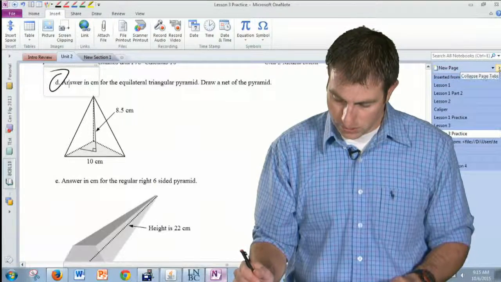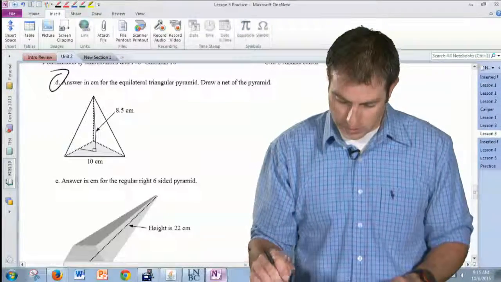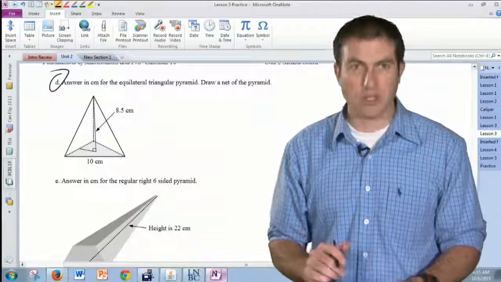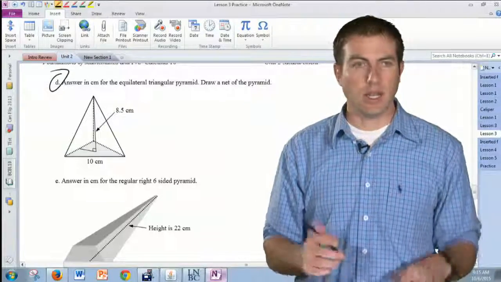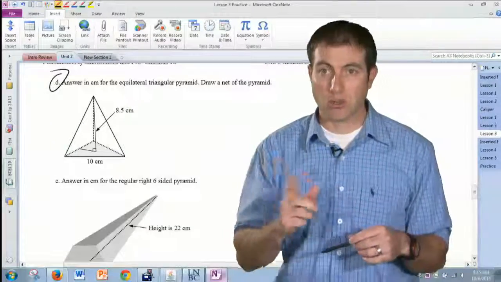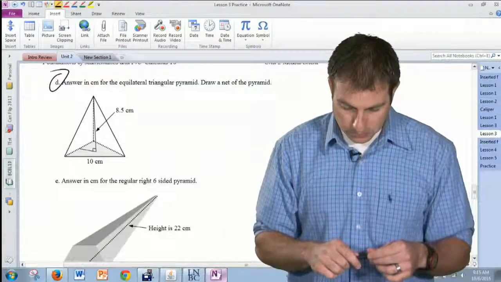So the question is find the surface area. The shape's a little bit different than what we've normally run into because it has a triangular base instead of a square or rectangle. Bria, sure, we'll do 1E as well if you'd like.